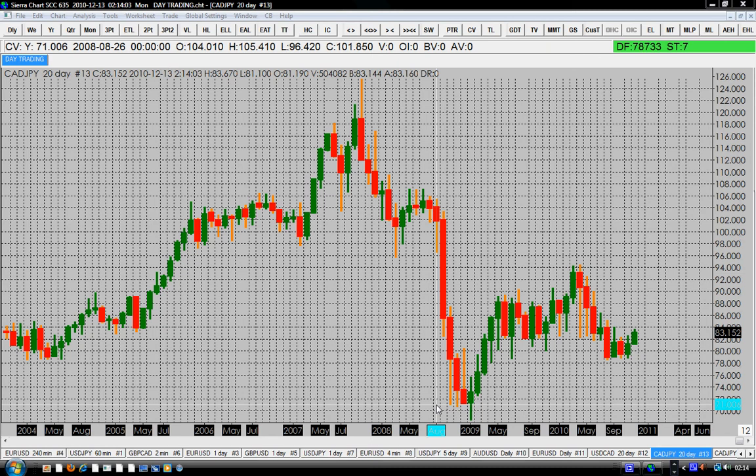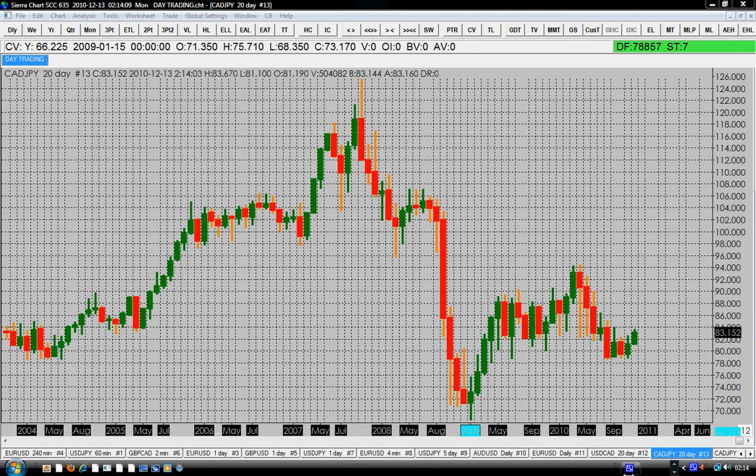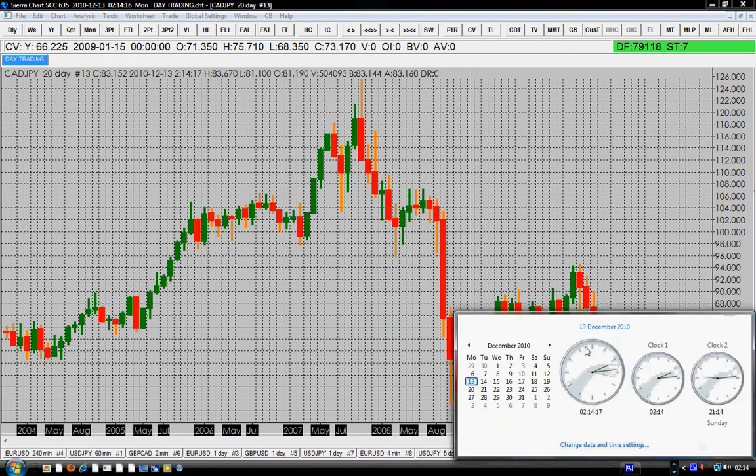December 2010, a bit early in London right now. This is the Canadian yen currency pair. Okay, so I'll quickly show you the date here. It is the 13th of December 2010, a Monday, for this week.